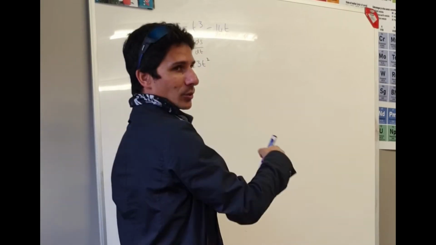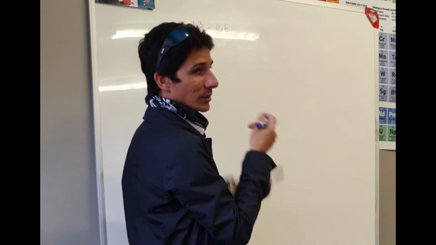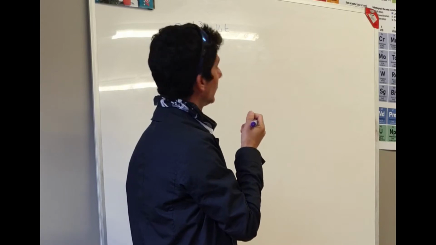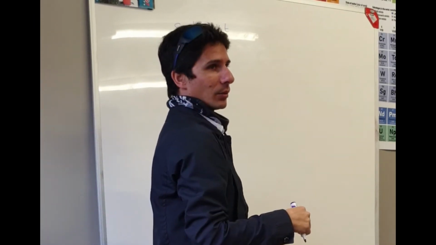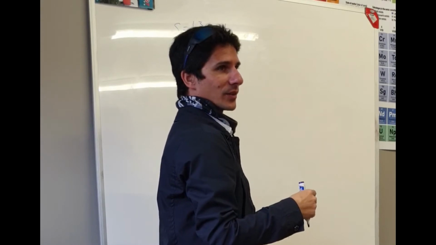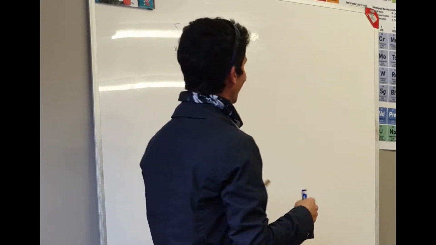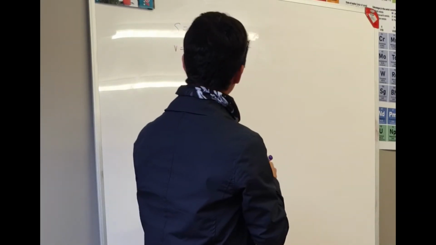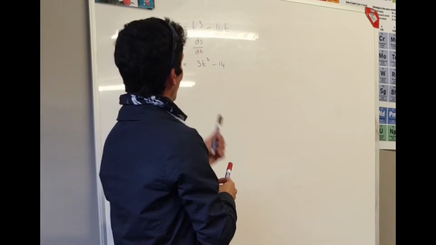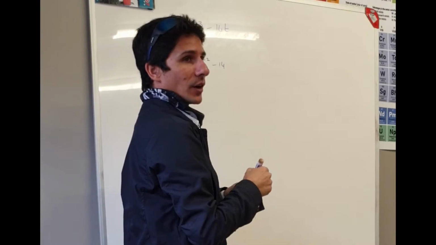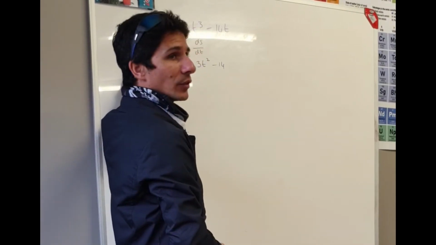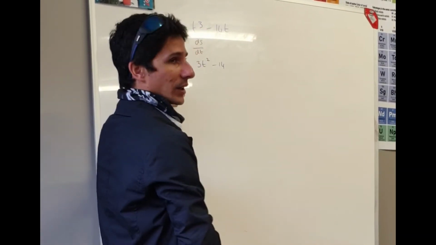The next one, we multiply by the power. What's the power over there? It's 1, so this is just minus 14, and we reduce the power by 1. So 1 minus 1 is 0. Anything to the power of 0 is 1. That's how you get this, my velocity function. So I have a displacement function, I just differentiate, I get a velocity function.